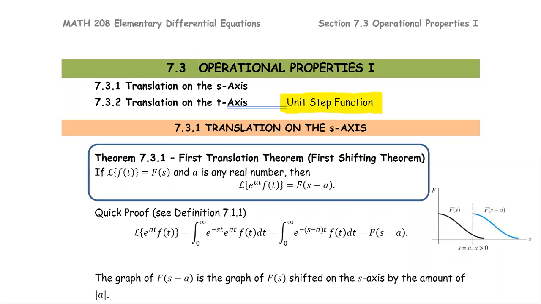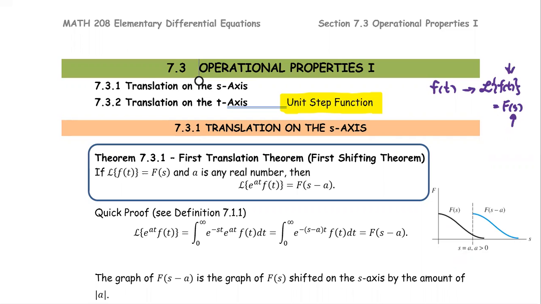From 7.1, if you recall, the function that we begin with is a function of t, and we apply the Laplace transform to it and it becomes a function of s. So we are changing from the t variable to the s variable.